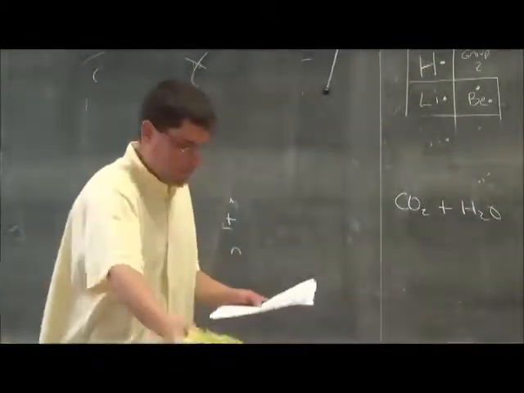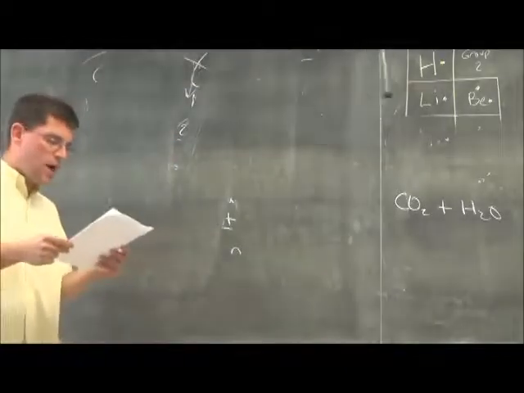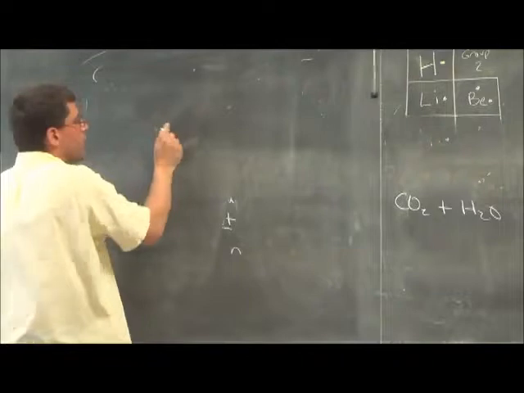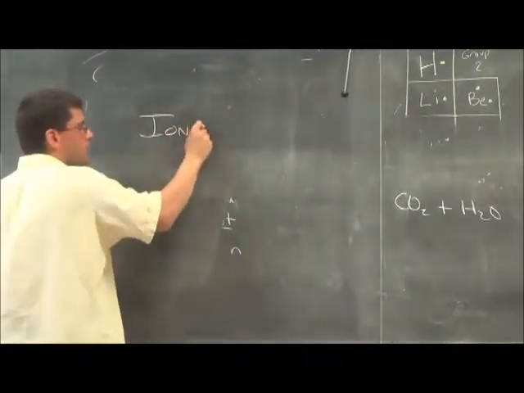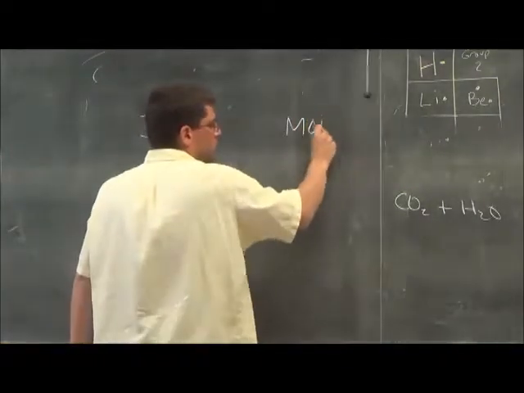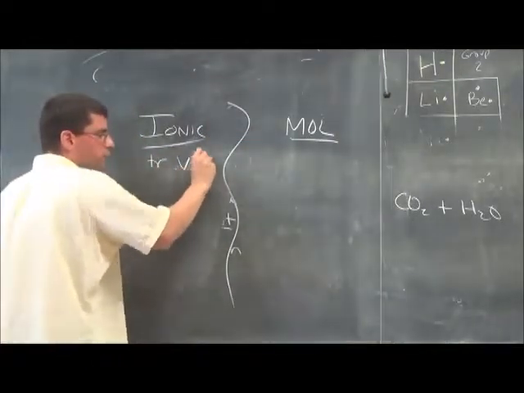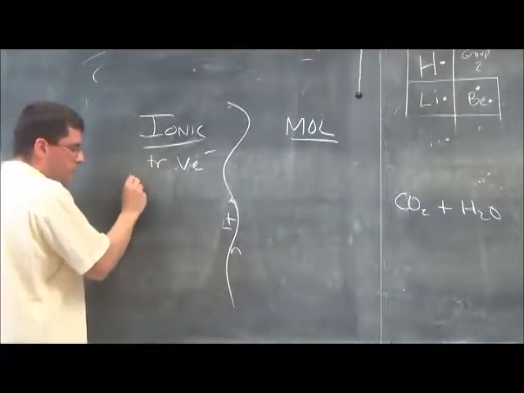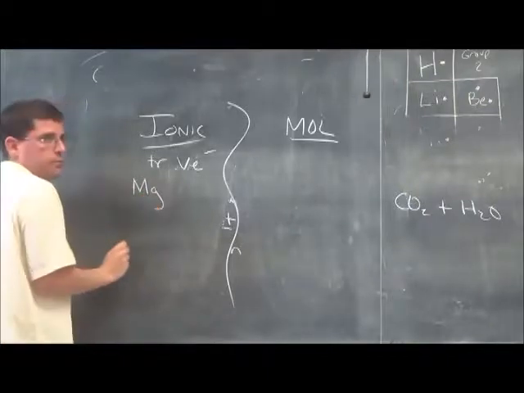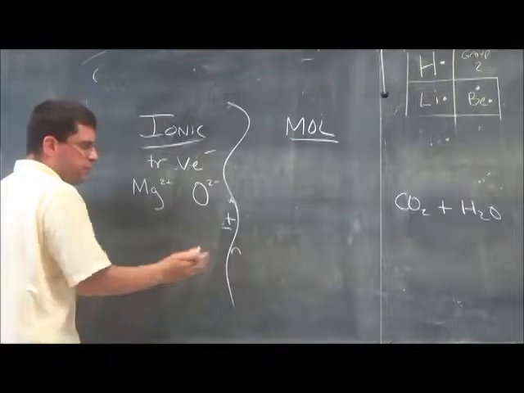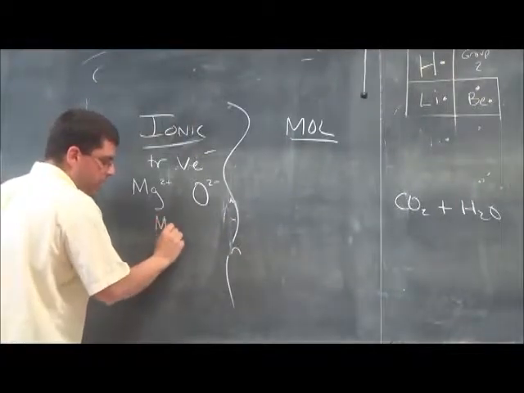So then, why do ionic compounds transfer valence electrons while molecular compounds share? Look here. Here's ionic. Here's molecular, or covalent. Ionic is a transfer of valence electrons. So if I've got magnesium with a positive 2 charge, and oxygen with a negative 2 charge, the compound is magnesium oxide.